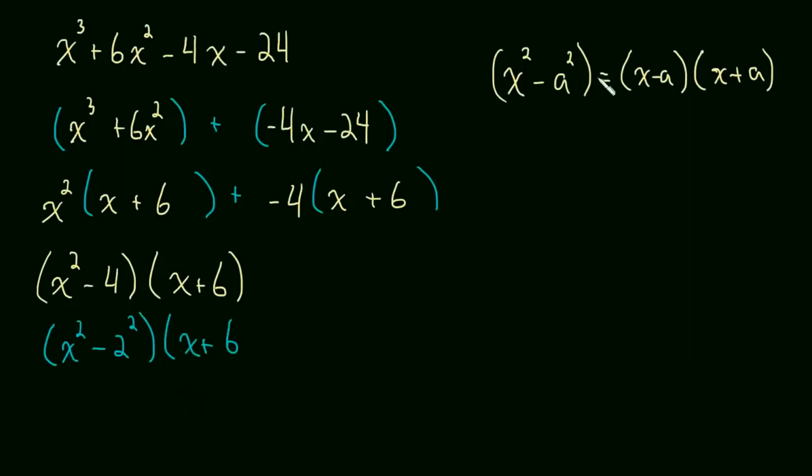So now we can use the difference of squares to factor this completely into x minus 2 times x plus 2 times by, oops, sorry, I missed a parenthesis up there, times x plus 6. And now we're done. This is as simple as we can get this problem. So we factored by grouping. That's how we're going to do it.